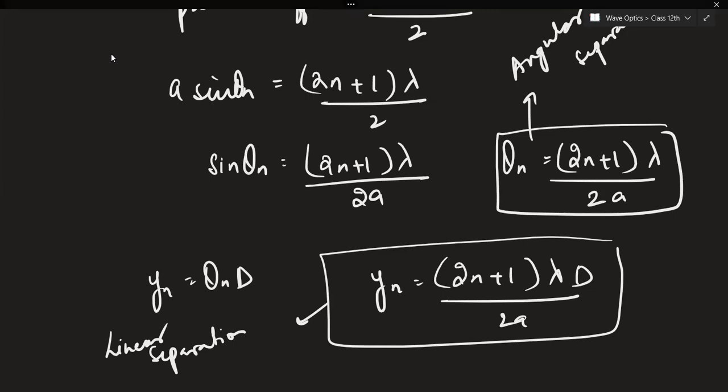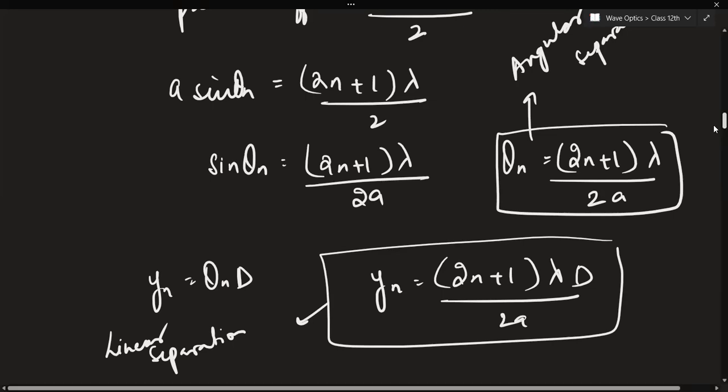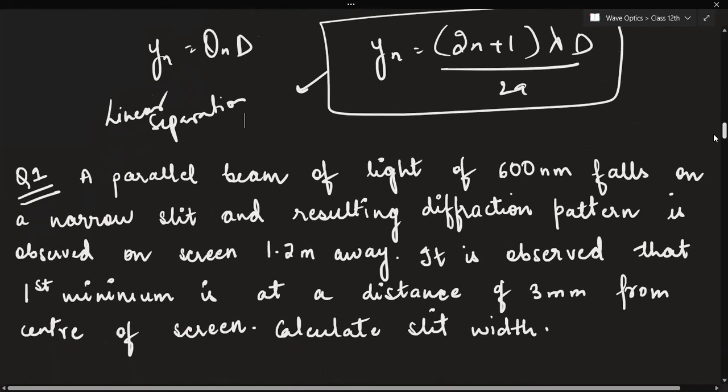Now, class, one question, let's practice. Two questions at least we'll practice. It says that a parallel beam of light of 600 nanometer falls on a narrow slit and the resulting diffraction pattern is observed on a screen 1.2 meters away. So wavelength is 600 nanometers. Separation between the screen and the slit is 1.2 meters. So is 1.2 meters small d or capital D?